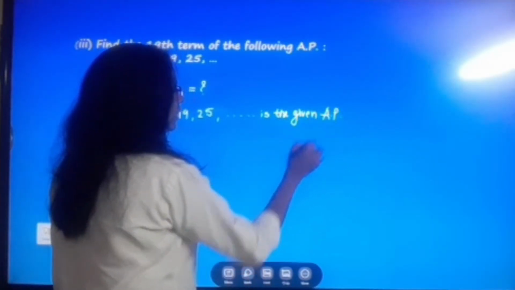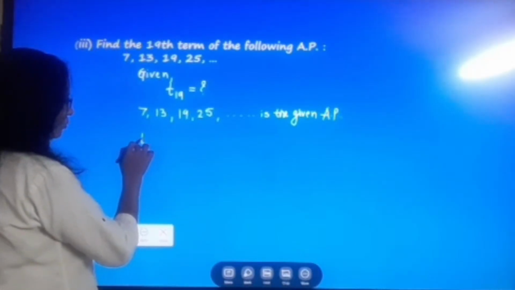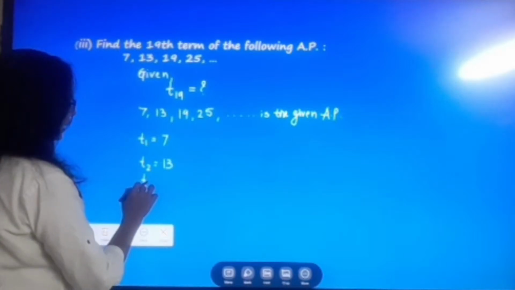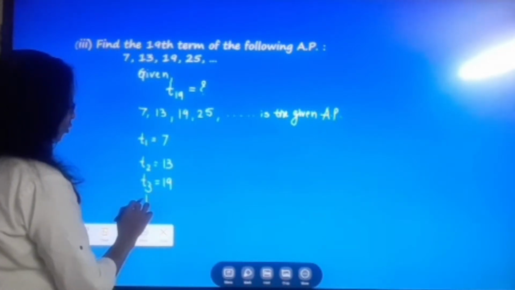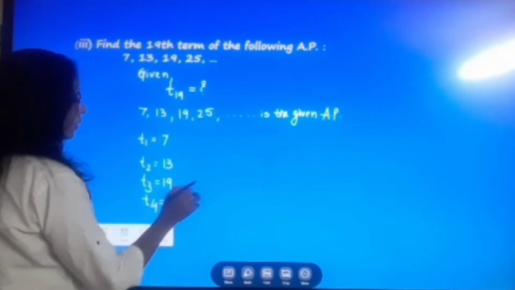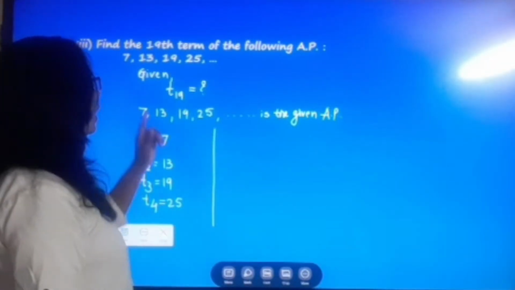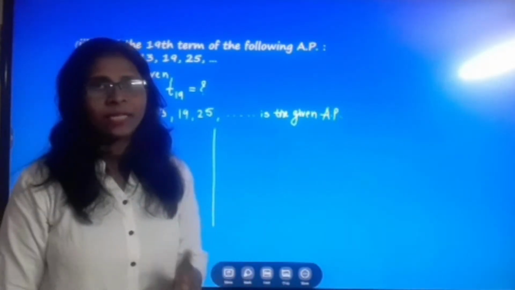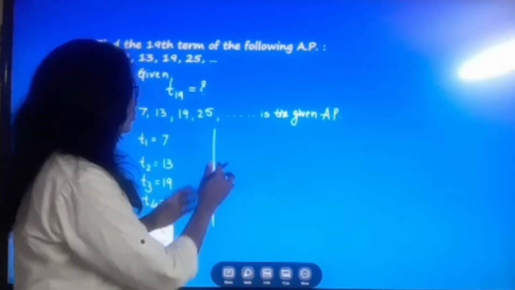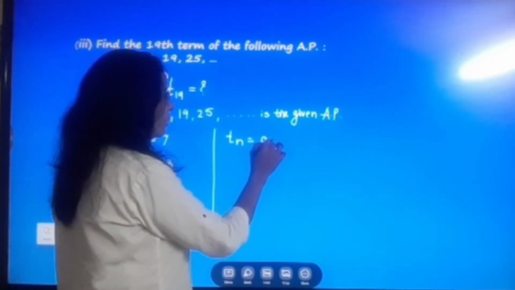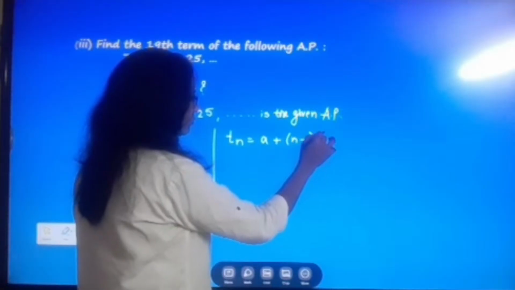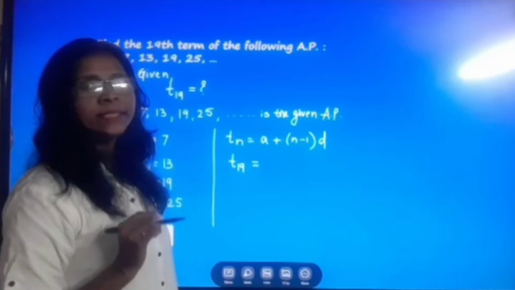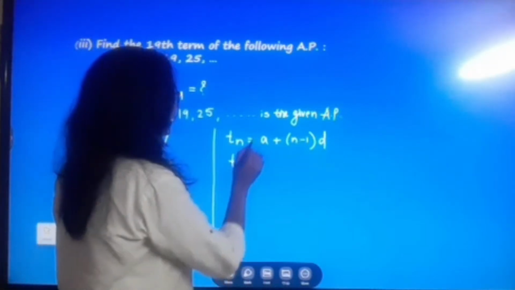AP. And then from the AP we write down T1 is equal to 7, T2 is equal to 13, T3 is equal to 19, and so on, that is T4 is equal to 25. And then here the T98, that means, students, we have to write the formula for the Tn. So the formula for Tn is equal to a plus (n minus 1) d. So in the place of n I write down 98 because we have to find out the value of T98. So T98 is equal to a.